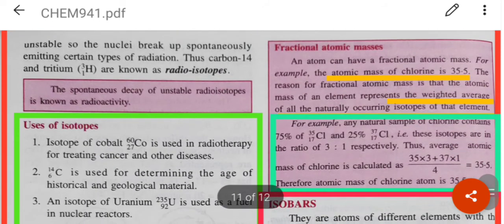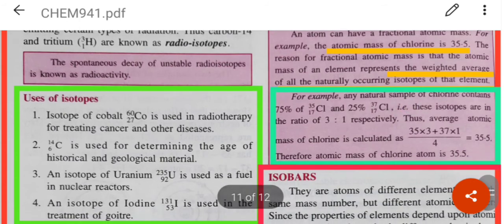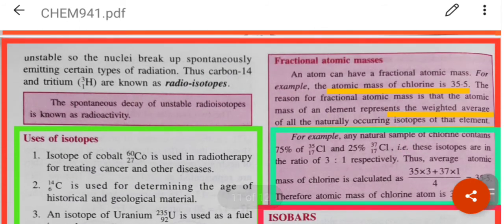Now let's move to fractional atomic mass. An atom can have a fractional atomic mass. For example, the atomic mass of chlorine is 35.5. Now, what is the reason behind that? The reason for fractional atomic mass is that the atomic mass of an element represents the weighted average of all the naturally occurring isotopes of that element.